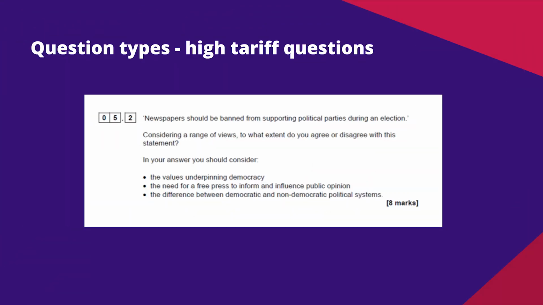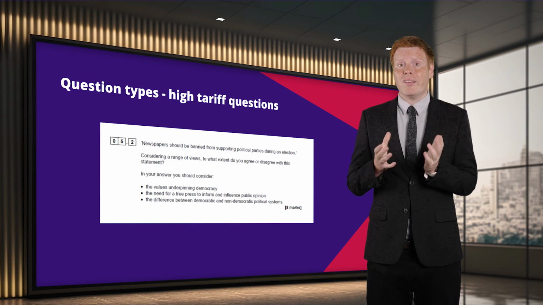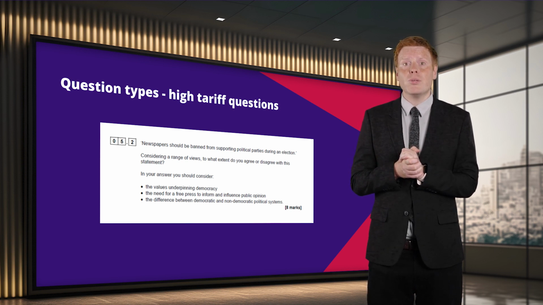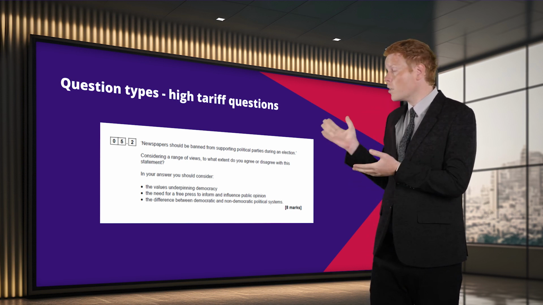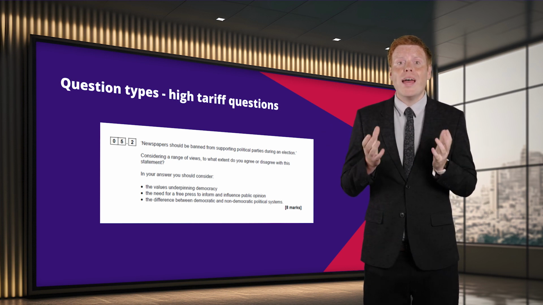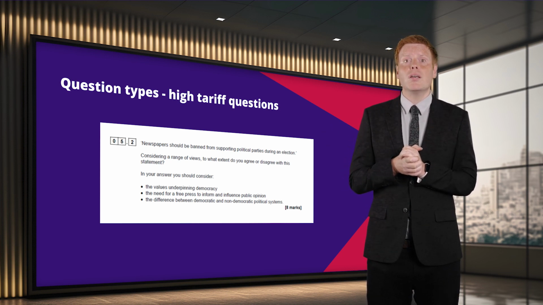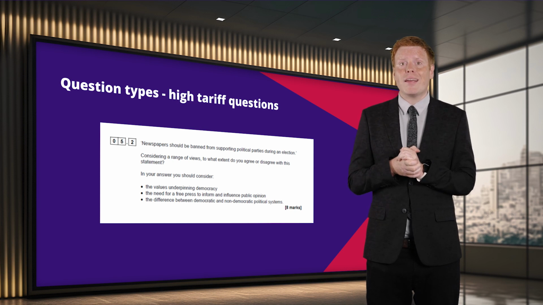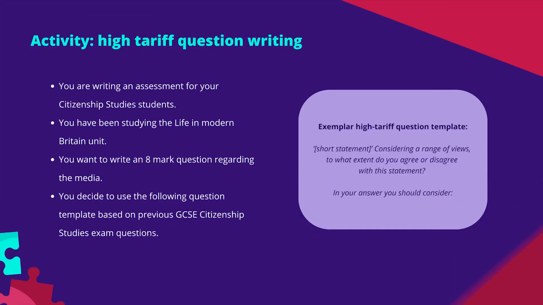This question from November 2021 includes specification content from the Politics and Participation unit, where it says, where does political power reside in the UK and how is it controlled? That's the first and the third bullet points. Then the Rights and Responsibilities unit, what is the role of the media and the free press? That's the second bullet point.